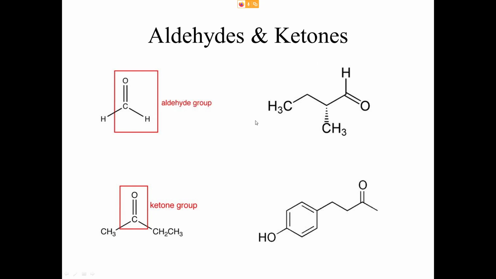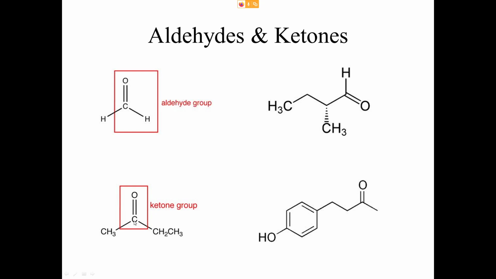Here's an example on the right. This is the carbonyl. It's often drawn this way. You don't always see this carbon. So it's double bonded to this oxygen, and then this carbon is bonded to this carbon chain and this hydrogen. So yes, there's at least one H. This is an aldehyde.